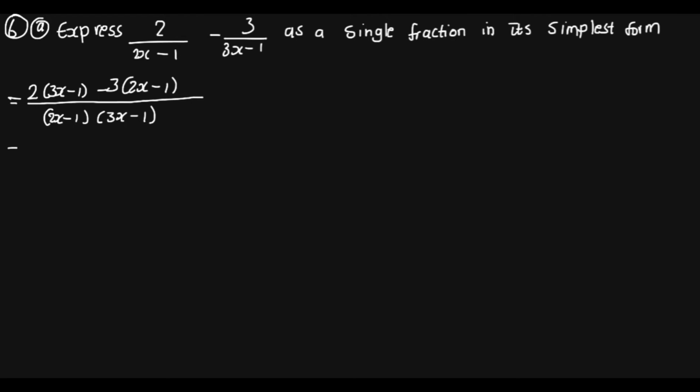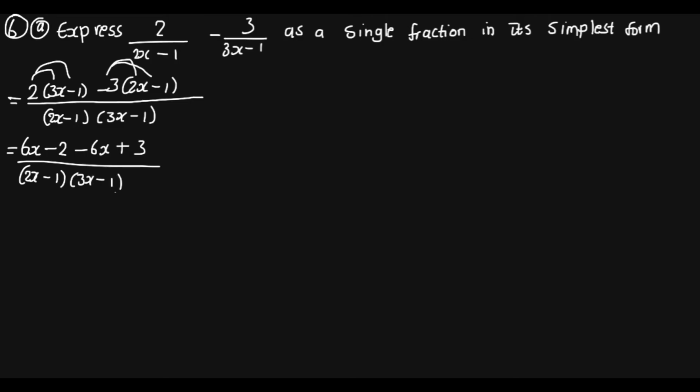Okay, let's now expand. So 2 times 3x is 6x, times negative 1 is negative 2. Negative 3 times 2x is negative 6x. Negative 3 times negative 1 is positive 3 over 2x minus 1, 3x minus 1.